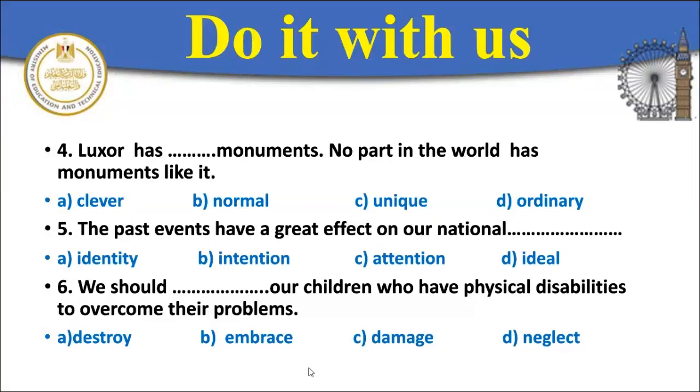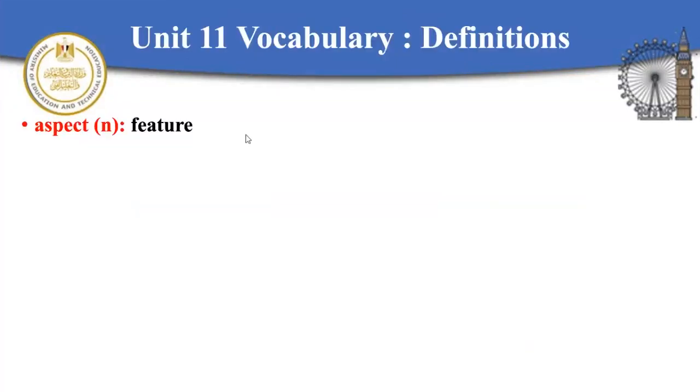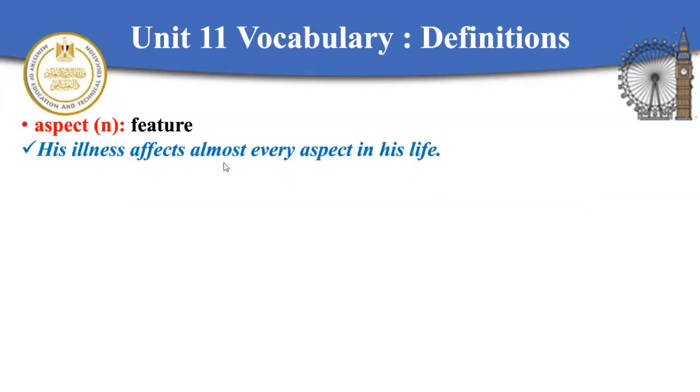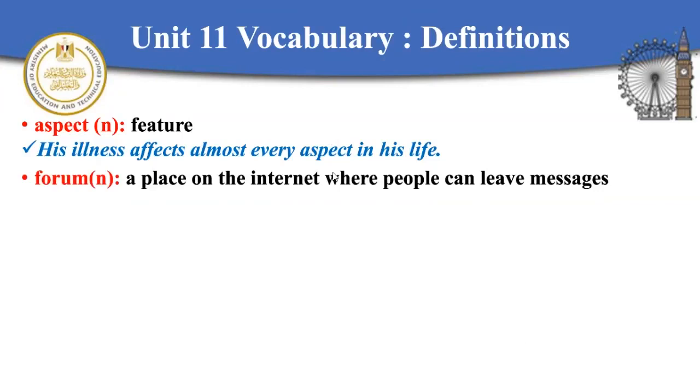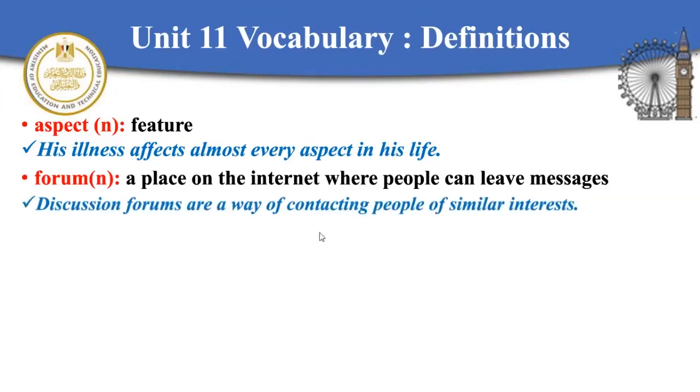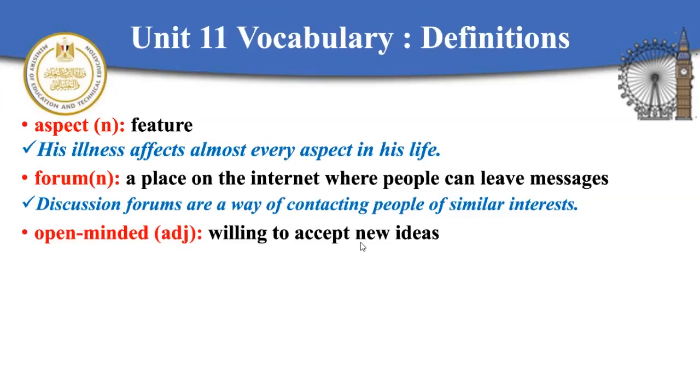Let's continue with the definition aspects. Feature one: his illness affects almost every aspect of his life. So here I have changed every item of it, aspects. Forum: a place on the internet where people can leave messages. Discussion forums are a way of contacting people of similar interests, so they can have a discussion and get information.